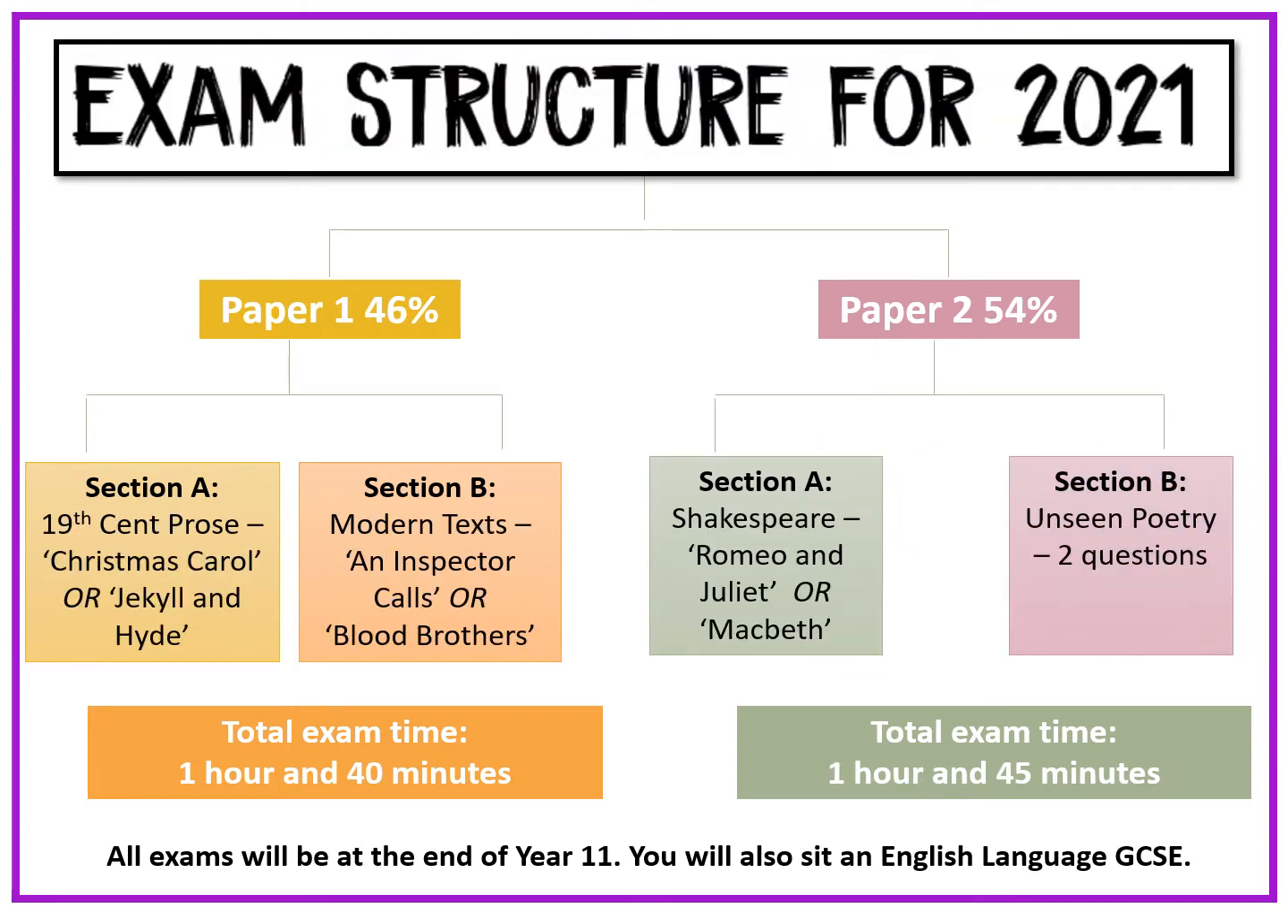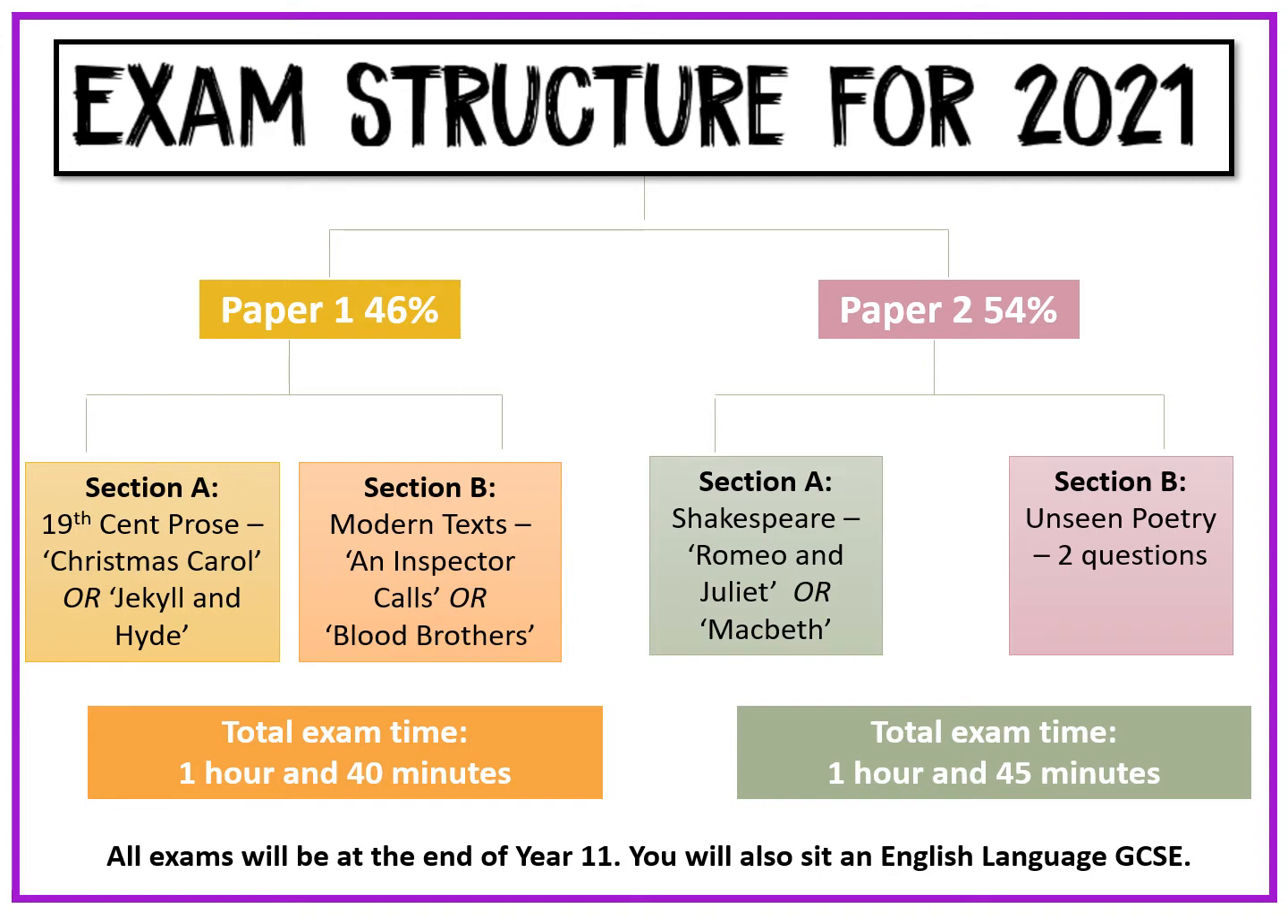Instead, students will still sit 2 exams. On paper 1, students will answer a question on their 19th century prose novel. Students will have either studied A Christmas Carol or Jekyll and Hyde. You must only answer on the novel you have studied. On section B, students will then answer a question on their modern text. Students will have studied An Inspector Calls or Blood Brothers, and again, you must only answer one question on the text that you have studied.